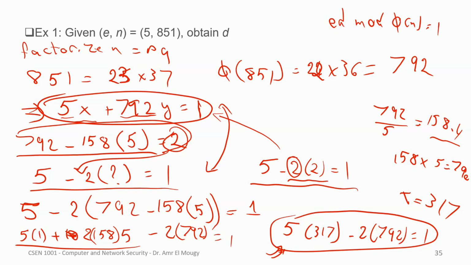And so take one of these two 2's and replace it by this equation. So 5 minus 2 multiplied by 792 minus 158 multiplied by 5, this will actually be equal to 1. Take all the 5's and group them together. So you have 1 5 here, and you have 158 multiplied by 2 5's there. This is actually equal to 317. So 5 multiplied by 317 minus 2 multiplied by 792 equal to 1. And now x is equal to 317, and you have obtained the private key.